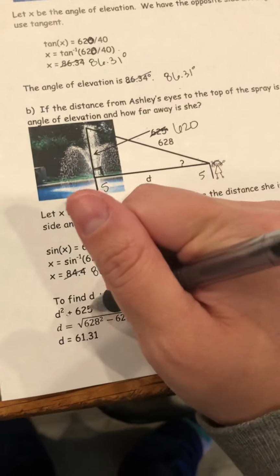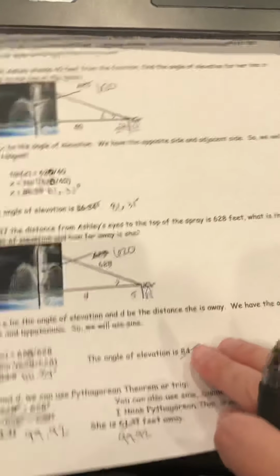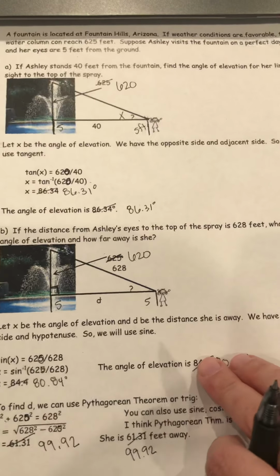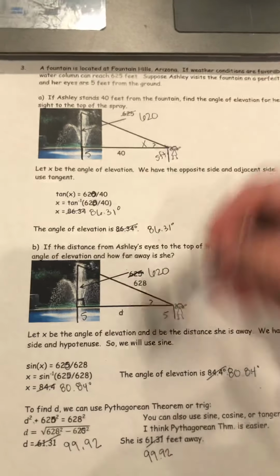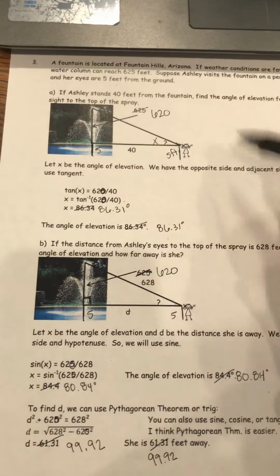So this should be a 20, that should be a 20, and this is 99.92. I apologize for having that wrong the first time. I didn't pay attention that it tells you how far off the ground she was. I originally did it with ground level, but we need to start 5 feet off the ground. So now it's correct, and I'll fix it and get a new one posted.